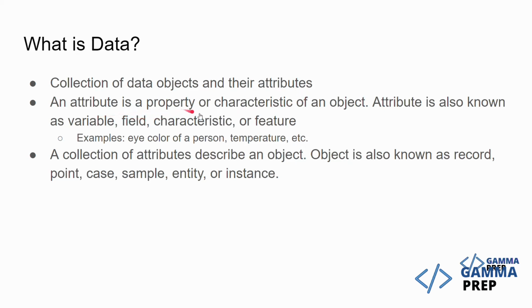So an attribute is the property or a characteristic of an object. For example, serial number is a property of the student, right? 10th marks is a property of the student. And a collection of attributes describes an object. For example, the serial number, name, 10th marks, 12th marks, employability, test percentage, all of them for a particular student. That collection is called the object or the record.